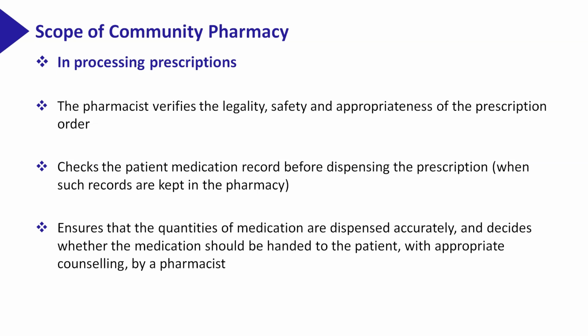So, he verifies the legality, safety and appropriateness of the prescription order, and checks the patient medication record before dispensing the drug therapy. He has to maintain the patient medication record, and the pharmacist ensures the quantities of the medication are dispensed accurately. Later on, he decides whether counseling is required by the patient. If counseling is required, he has to counsel regarding the drug or disease.